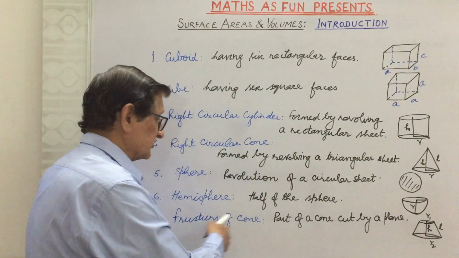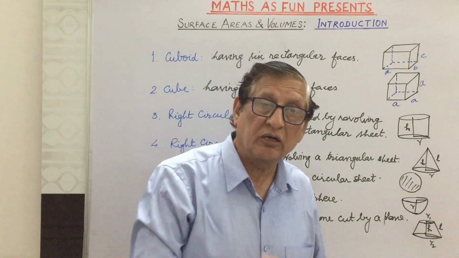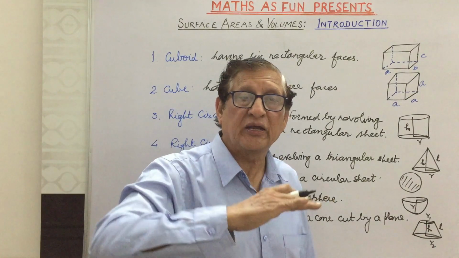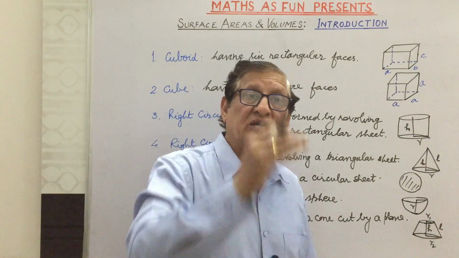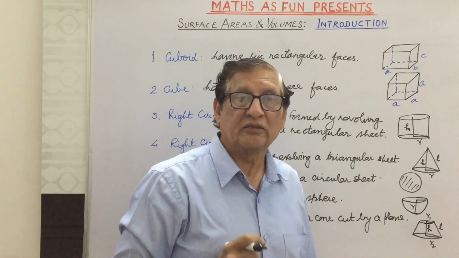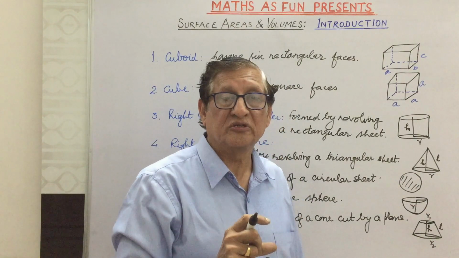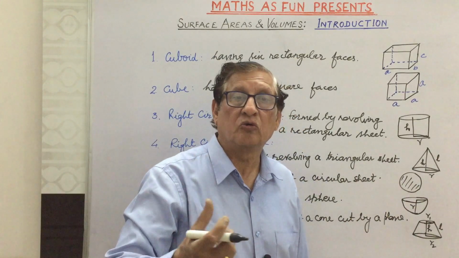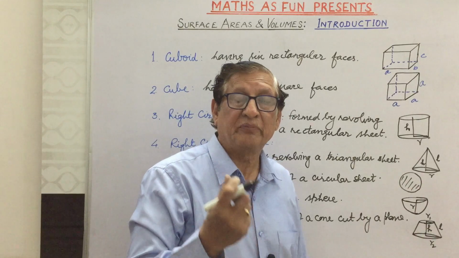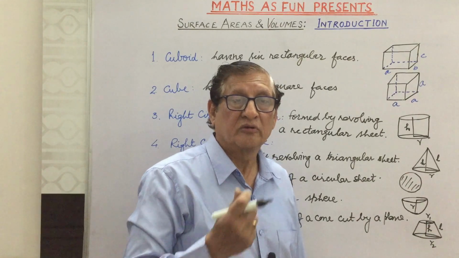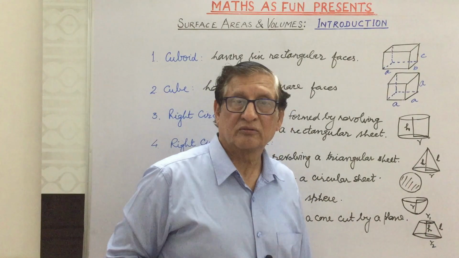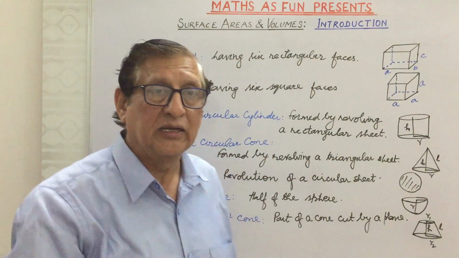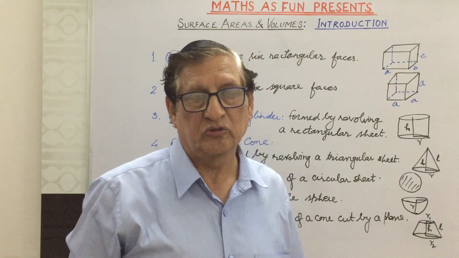Then comes frustum of a cone. If we cut a cone by a horizontal plane, when it is kept in the vertical form, then the lower part of this is known as a frustum. It looks like this. Buckets in your homes are the best examples of the frustum of a cone. We will be discussing all of these one by one in detail in the coming videos.